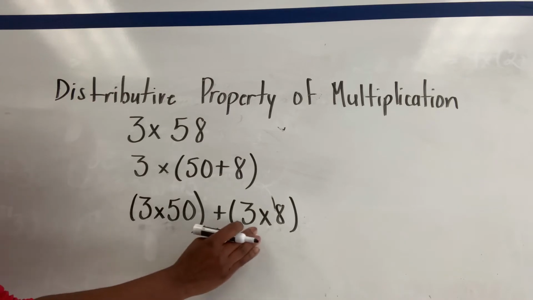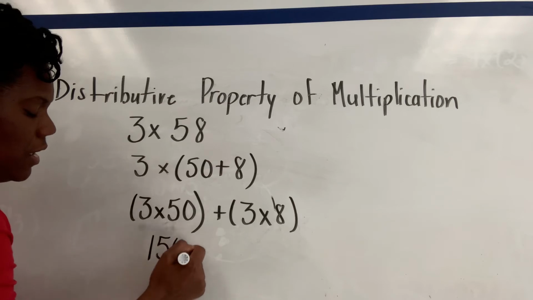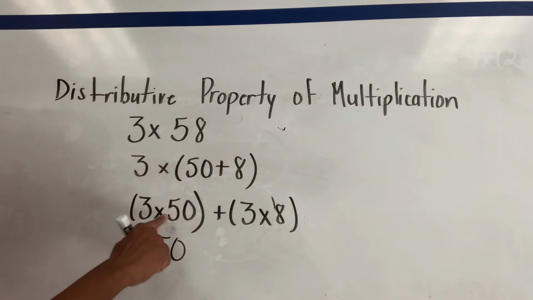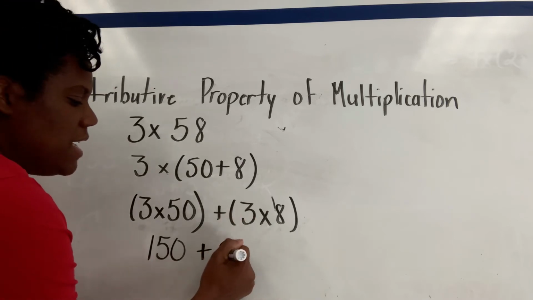After we have multiplied, or now distributed, hence the reason why it's called the distributive property, now we multiply to find the partial products. 3 times 50 is 150. We can use a rule of 0. So 3 times 5 is 15. Add the 0. Plus 3 times 8 is 24.